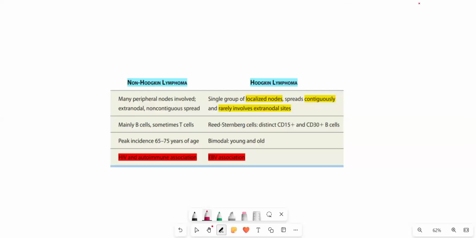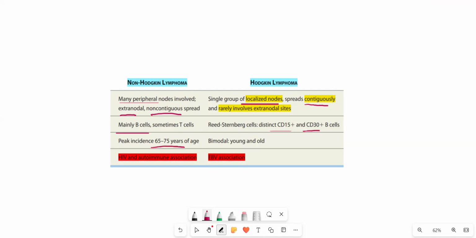Now I'm going to highlight some key differences between Hodgkin and non-Hodgkin lymphoma. In non-Hodgkin lymphoma, many nodes are involved, with extranodal and non-contiguous spread. In Hodgkin lymphoma, a single group of localized nodes is involved, with contiguous spread, and it rarely involves extranodal sites. Hodgkin lymphoma shows Reed-Sternberg cells. The exam may show you a picture of this Reed-Sternberg cell, which is distinct, CD15 and CD30 positive B cells.